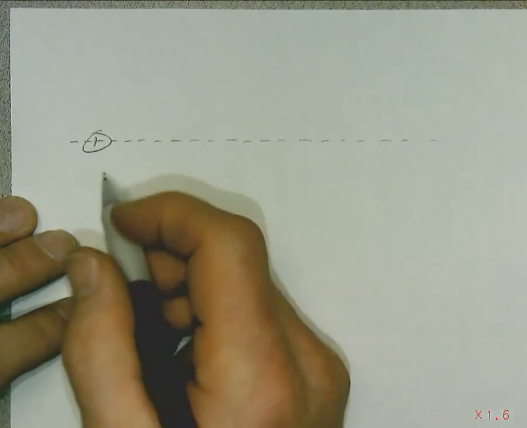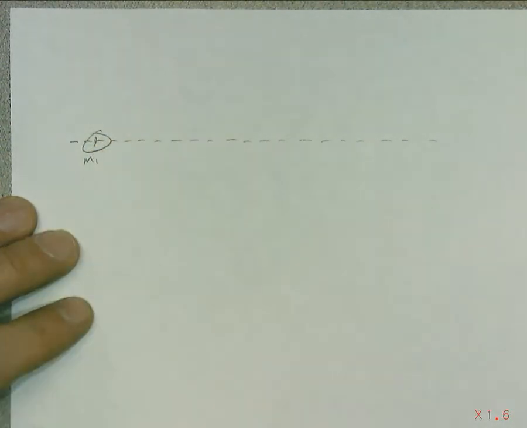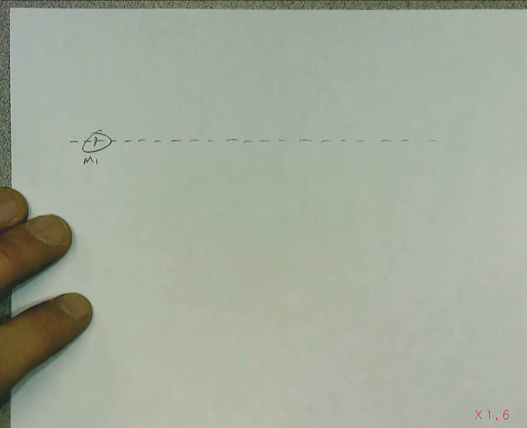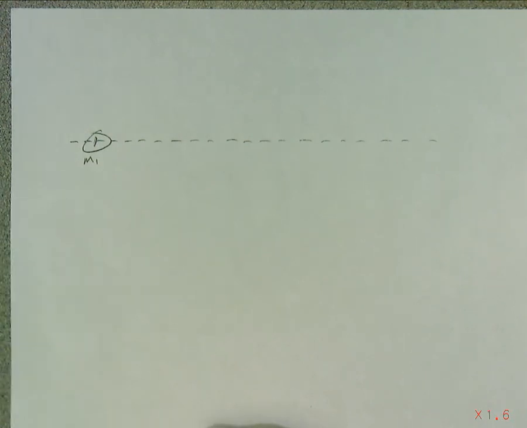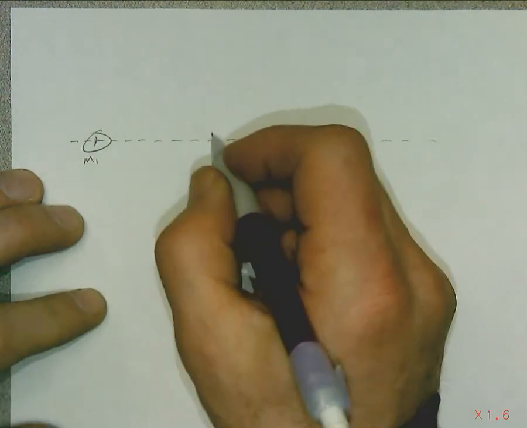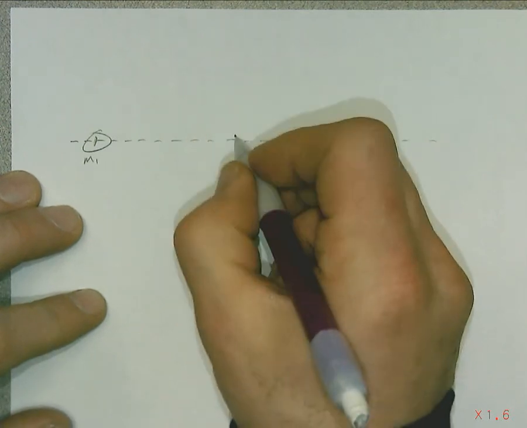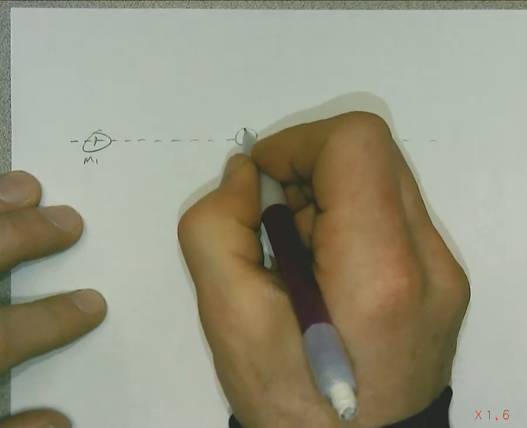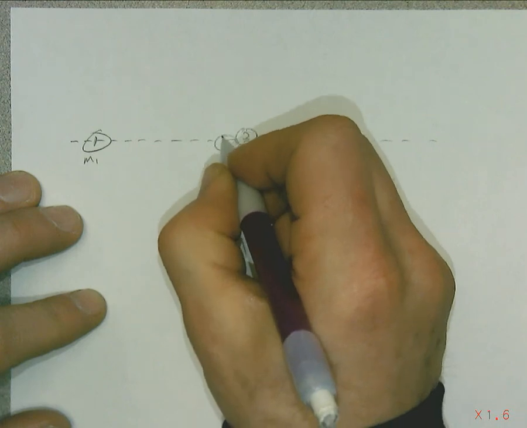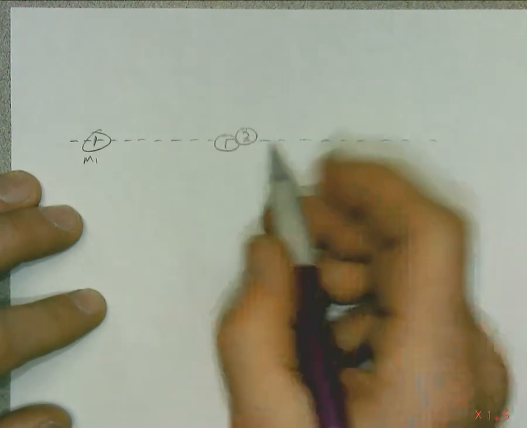It's got mass M, we'll just call it M1. And it's going to hit puck number two. They have equal mass. That's going to be kind of nice. So a little bit later, it's going to hit puck number two. And so here's number two, and puck number one hits it. Boom. There's a collision here.